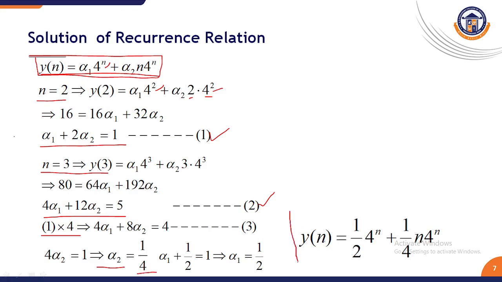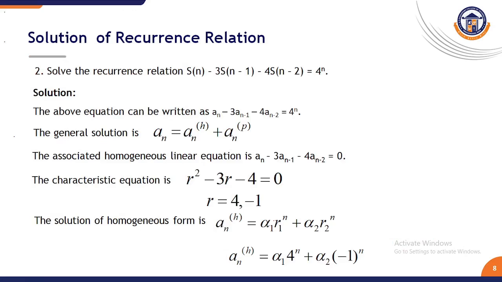Now replace these alpha values in the general solution. Therefore the required solution for the given difference equation is y of n equal to 1 by 2 into 4 power n plus 1 by 4 into n into 4 power n. Now see the second problem.